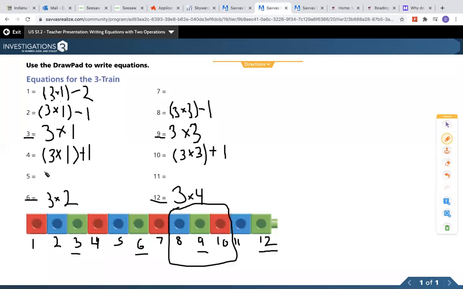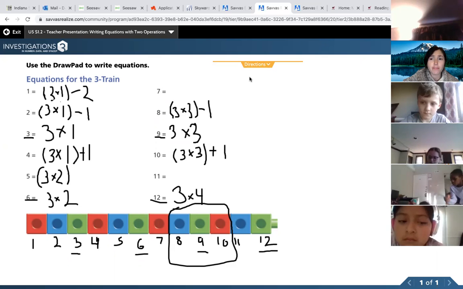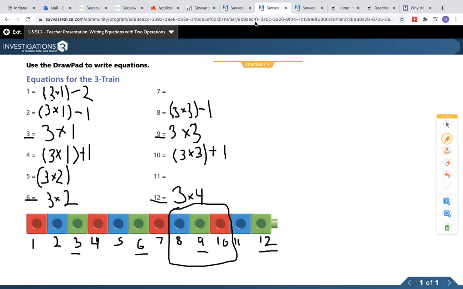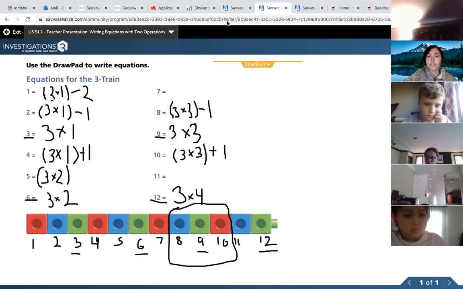All right, so let's look at this one. 5. So I'm going to look and see what's closest, okay? 3 times 2 is closest. So same thing. 3 times 2, put it in parentheses. And then we know that 3 times 2 equals 6. So what am I going to do to go from 6 to 5?